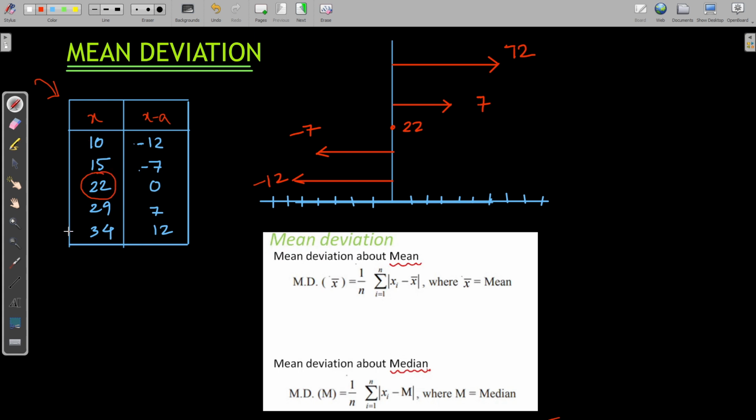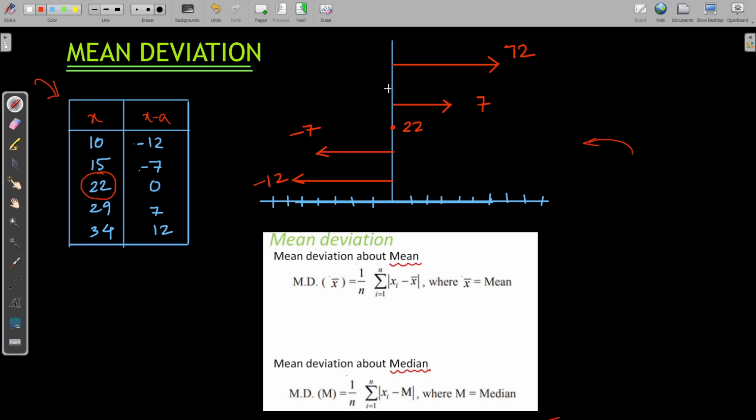So how do we find how dispersed the data is, how much it is deviated? I subtracted the value of the mean from each data value. See, 10 minus 22 is minus 12, 15 minus 22 is minus 7, 22 minus 22 is 0, 29 minus 22 is 7, 34 minus 22 is 12. Now if I plot the same data on the number line, you can see here is the 22. Now you can actually see how the values are away or deviated from the mean value, right?